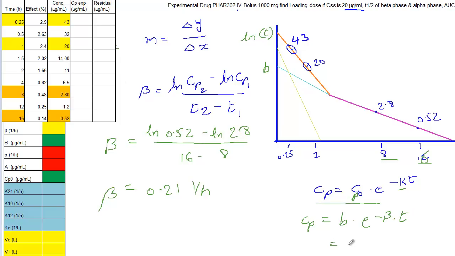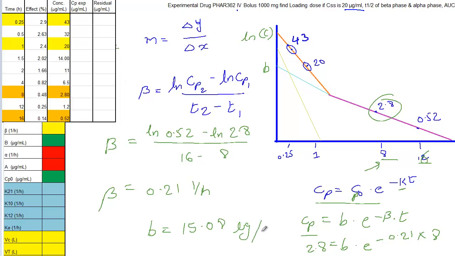So what is B here? We don't know. That's what we are going to find out, but we know Cp, right? Let's take this point 2.8 at a time point of 8 hours. So 2.8 equals B times e to the power of minus beta, which is 0.21, times the time, which is 8 hours, right? If you solve for this equation, you'll get a value for B of approximately 15.08 microgram per ml, because that's the units, right? Microgram per ml over here.